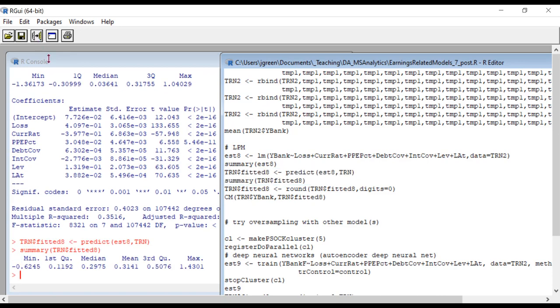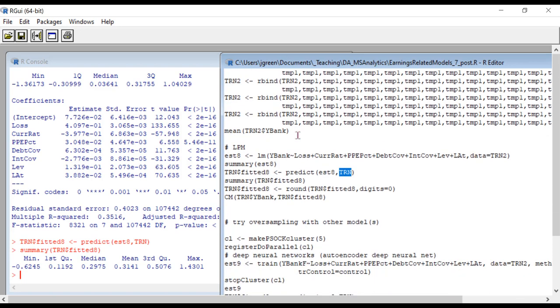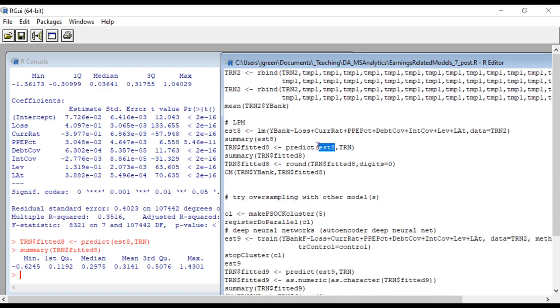So we're predicting, and notice here's the key part. I'm using the model that I just created to predict on the training data set. I'm not predicting on the one that has all of these bankruptcies added to it. It's the original training data set that only includes each bankruptcy once. But I'm going to use the model that was trained using all of those bankruptcies in it.